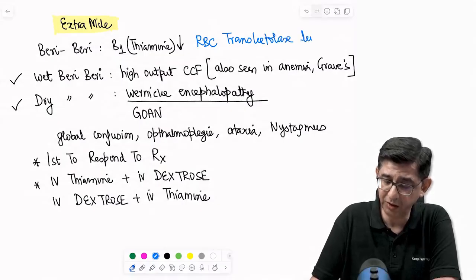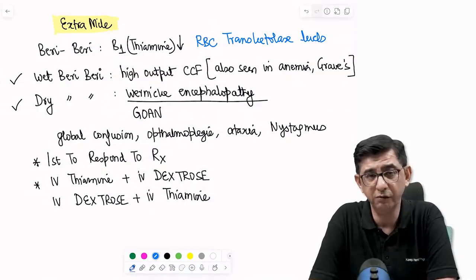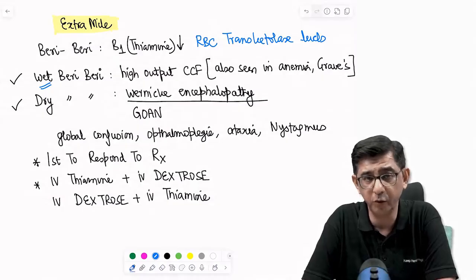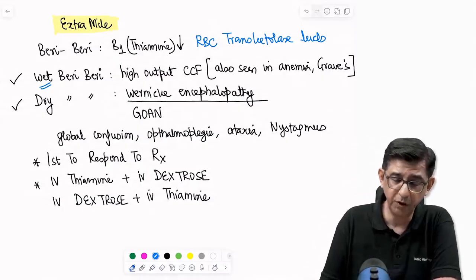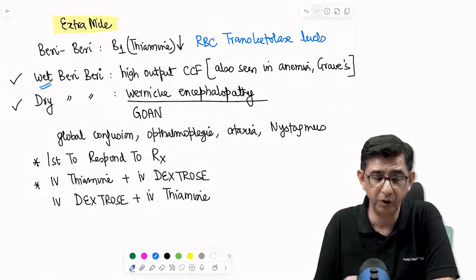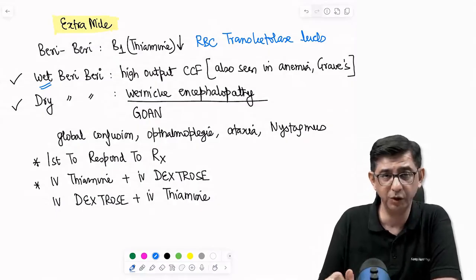So RBC transketolase levels. It can be two varieties, wet, we call it wet because lungs are wet, because of pulmonary edema, it's also called high output heart failure. Three causes of high output heart failure are beriberi, anemia and Graves' disease. Mitral stenosis is a cause of low output, aortic stenosis, low output heart failure subsequently.